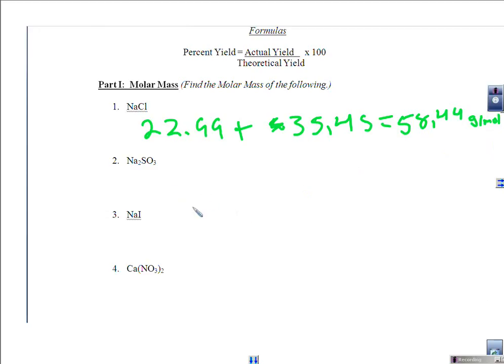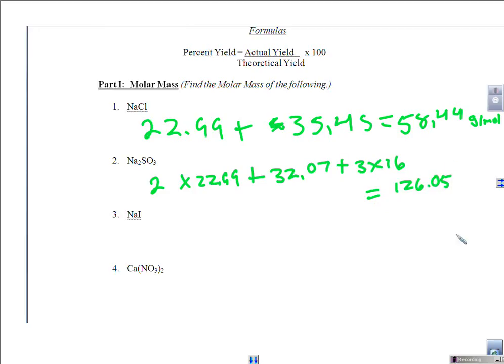Alright, Na2SO3, same deal here. You do 2 times 22.99 plus 32.07 plus 3 times 16. You add it up, you get 126.05. Right, so self-explanatory. Move on to the next part.